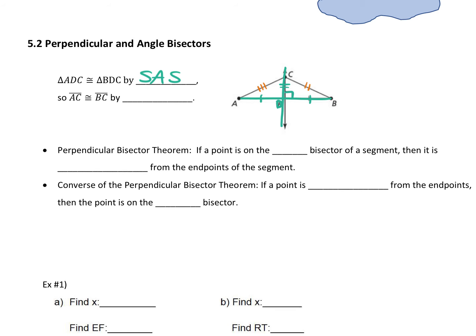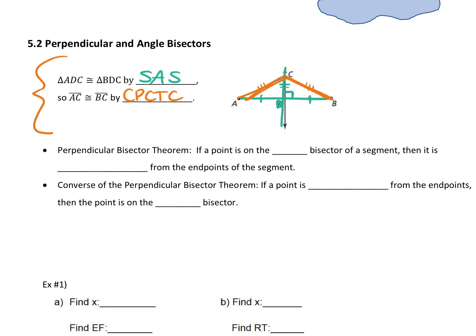which means since those triangles are congruent, then AC will be congruent to BC. Why? CPCTC. You know this stuff. Okay? Because we just did it in chapter 4. This is just chapter 4. So here's the thing. We're using chapter 4 information to prove to us that this distance and this distance will be the same when you have a perpendicular bisector, okay? It is called the perpendicular bisector theorem.